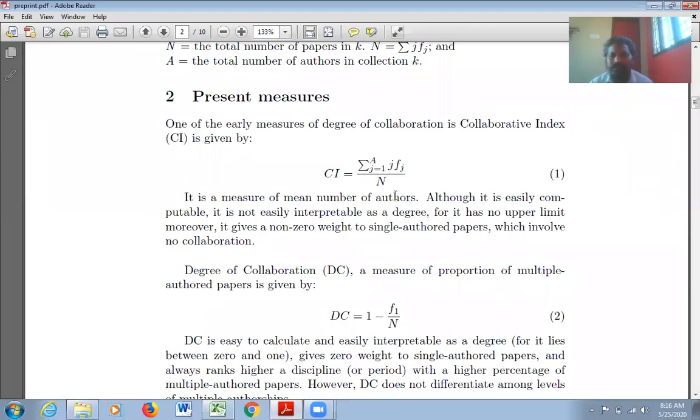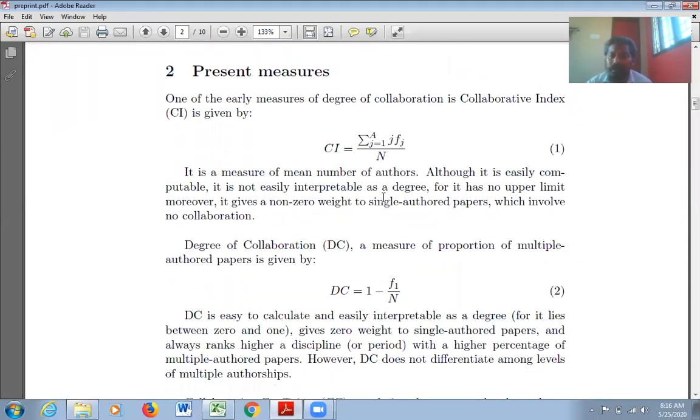I'll just tell you. For example, take the collaborative index. I'll calculate it later. It is very easy to calculate. It tells you the mean number of authors, but it is not easily interpretable as a degree because it has no upper limit. And apart from that, it gives a non-zero weight to single author papers.